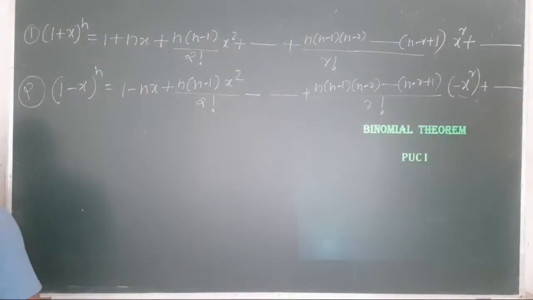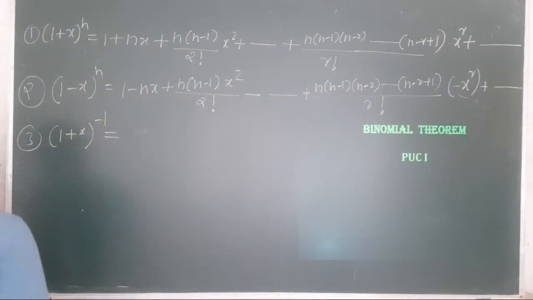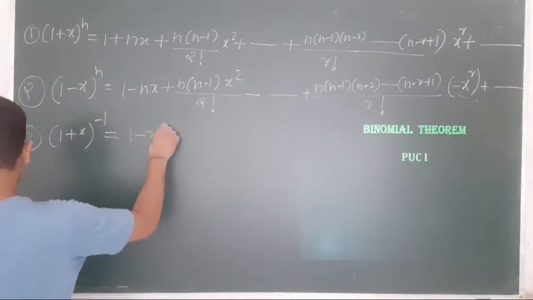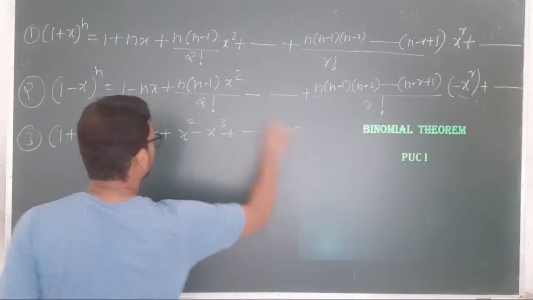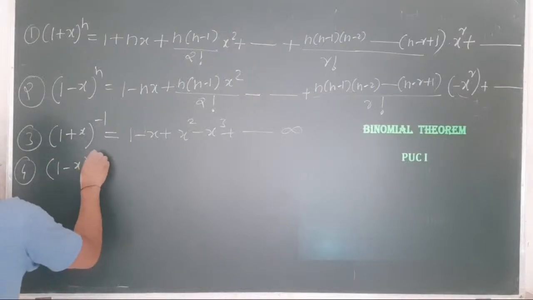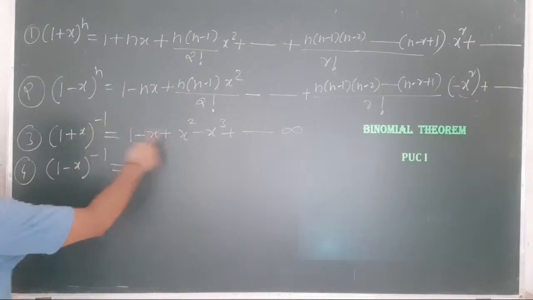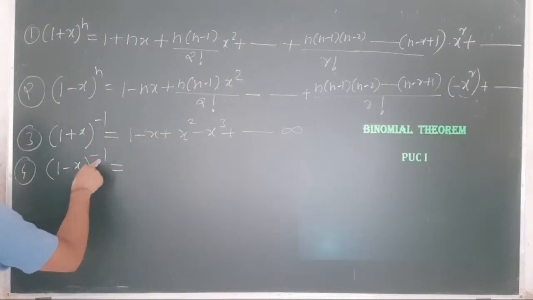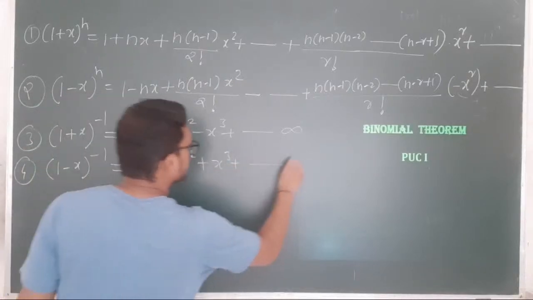Okay. Next, third expansion, (1 plus x) to the power minus 1. It can be expanded as 1 minus x plus x square minus x cube plus so on up to infinity. Fourth, (1 minus x) to the power minus 1. See, (1 plus x) to the power minus 1 is this. Now (1 minus x) to the power minus 1 can be written as 1 plus x plus x square plus x cube plus so on up to infinity.